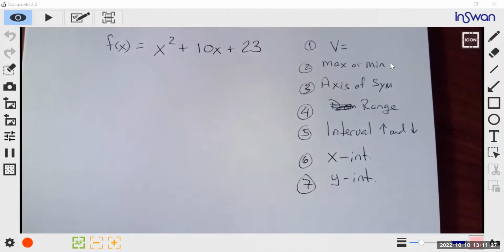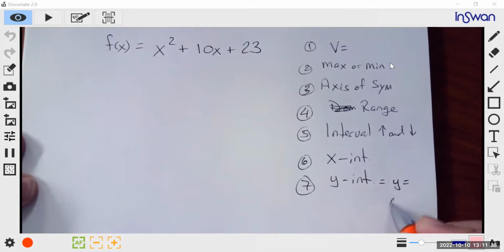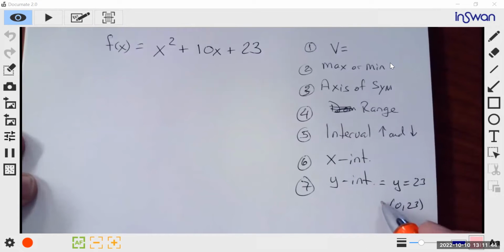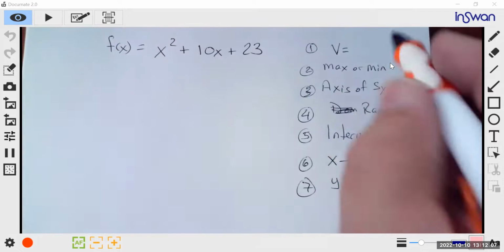All right, which two of these can we do just by looking at that equation? The y-intercept is where x is 0, so y equals 23. That's the y-intercept. What else can we determine? In other words, it tells us if it's maximum or minimum. How do we know it's minimum? Right, because the coefficient of x squared is positive, so it opens up. So we have a minimum.